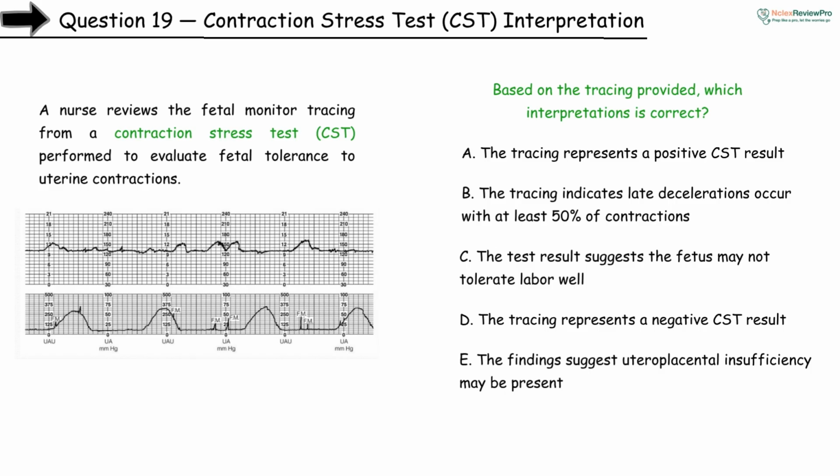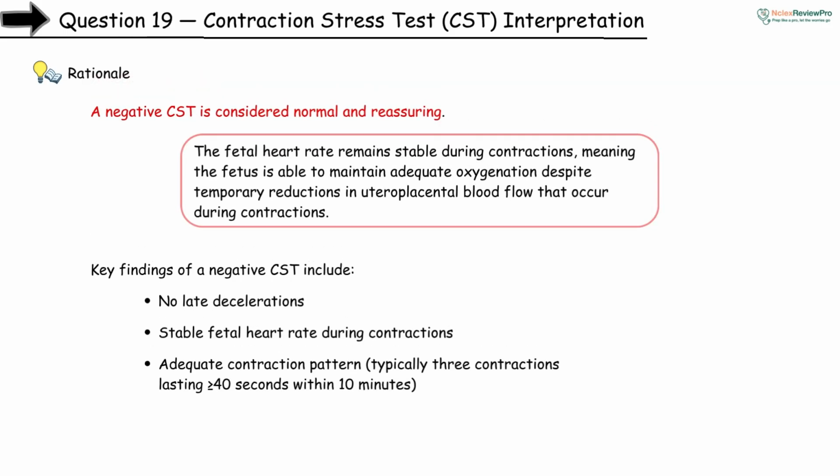The correct answer here is option D. Let's break down why this is correct. A negative CST is considered normal and reassuring. What does that mean? It means there are no late decelerations during contractions. The fetal heart rate remains stable even when the uterus contracts. That tells you the fetus is tolerating temporary decreases in blood flow during contractions without becoming hypoxic. So this is a good sign.